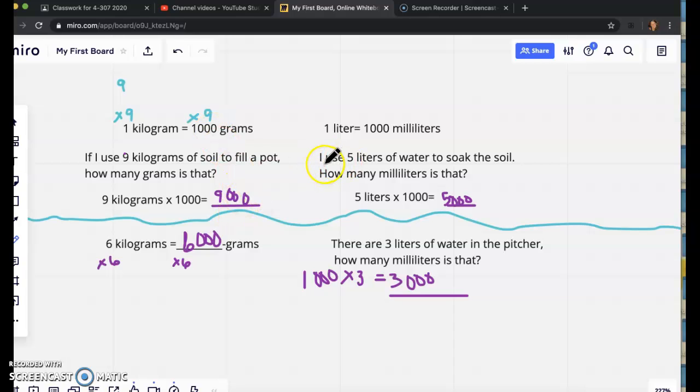Same over here. I use 5 liters of water, but I only have 1 liter on this side. And I want to make that milliliters. So if I have 5 here, or I only have 1 here and I have 5 here, times something makes the 5 that I need. All right, so 1 times what makes 5? 5. And then I do the same thing to the other side. And then I multiply. 5 times 1,000 makes 5,000.